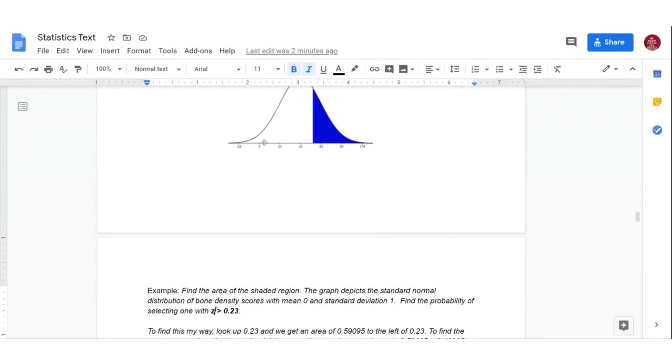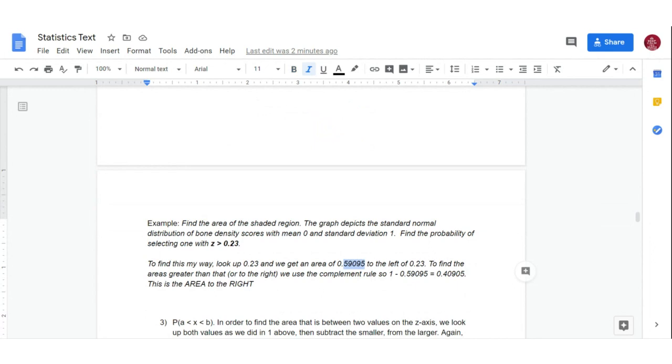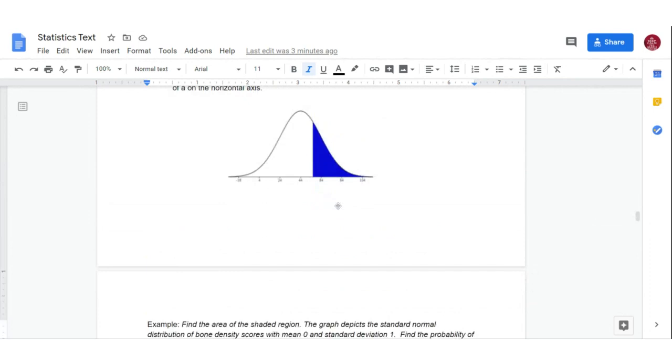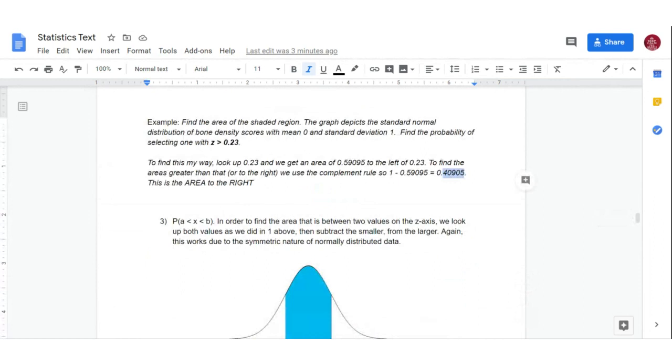So you can kind of see that white area is roughly that, but we're not finished because what we've got to do is take that 0.59 and subtract it from 1. And that gives us the 41, or 0.40905, which is roughly 41%. And so that would be the area of the blue. All right? Because it's to the right. Questions about that one?